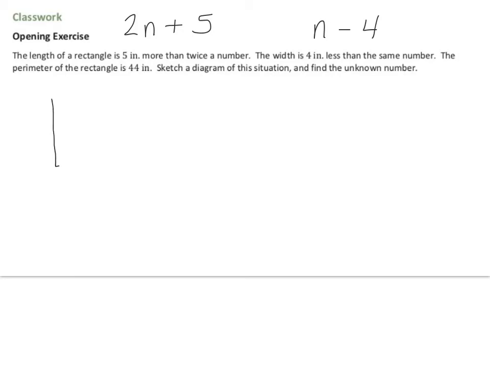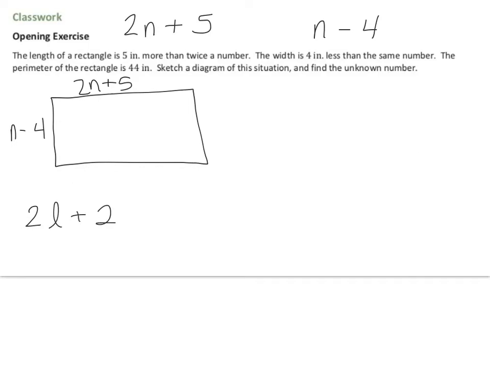So I've got a rectangle. I have length and width. The perimeter of the rectangle is 44 inches. 2 times length plus 2 times width equals 44 inches, because perimeter is the distance around a rectangle. Sketch a diagram of this situation, check, and find the unknown number.